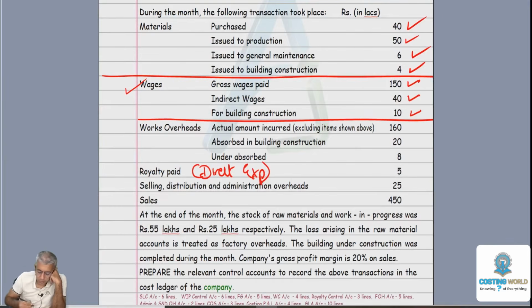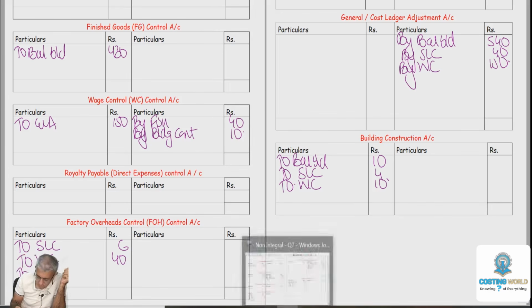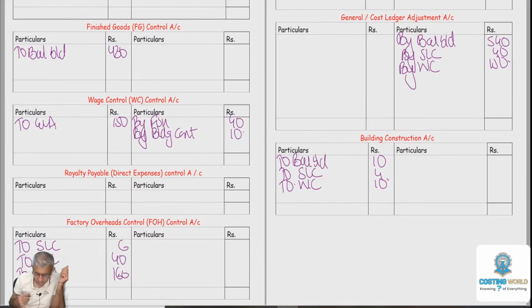This is also done. Works overheads actual amount incurred excluding the item shown above 160. See, excluding the item shown above, they just want to clarify. You have already written 46 rupees as the amount incurred on the debit side. This 160 is apart from that 46. Is it all fine? Yes, sir. Okay. So over here, write down to GLA 160, by FOH 160.